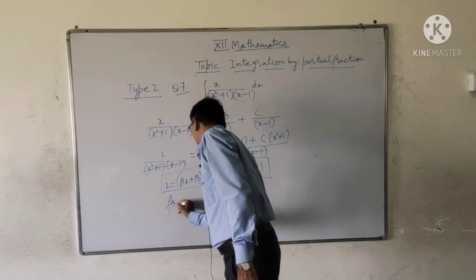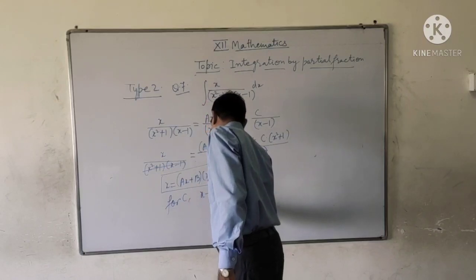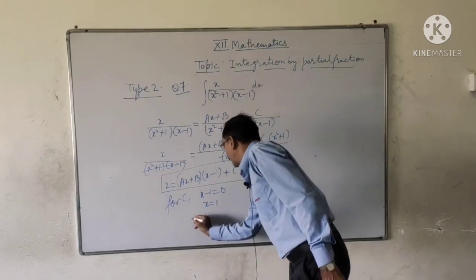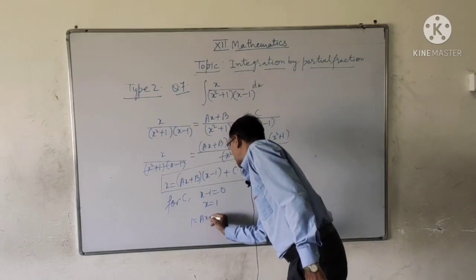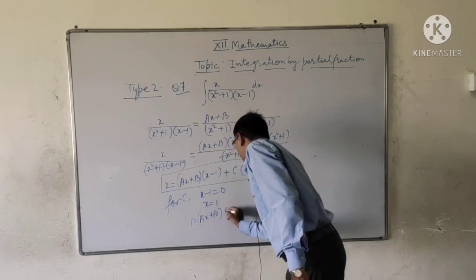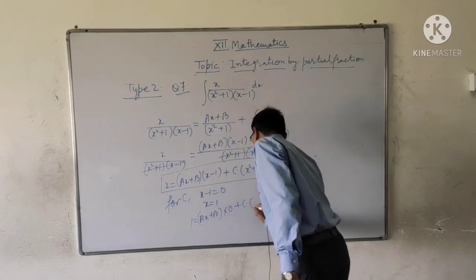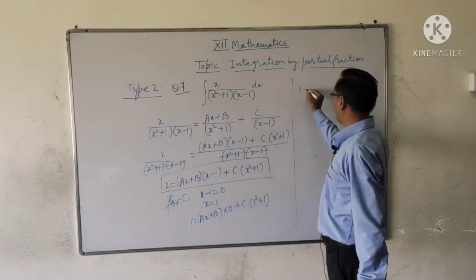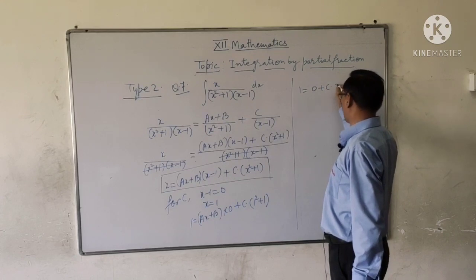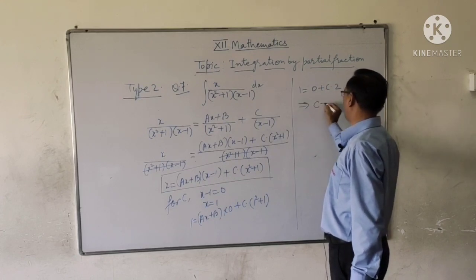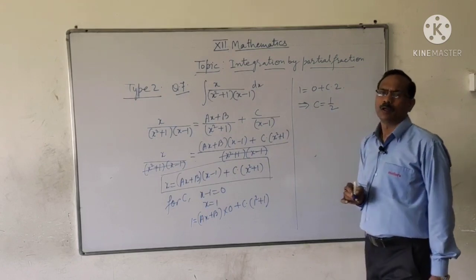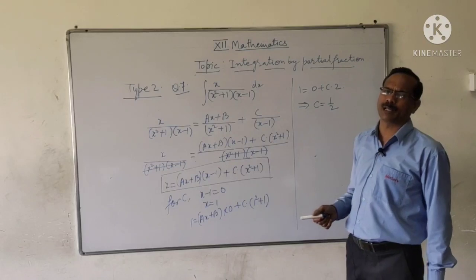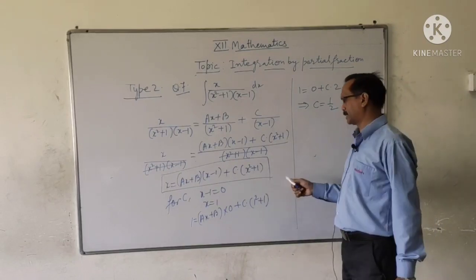For c, we will put x minus 1 equal to 0, or x equal to 1. Then it is 1 equal to ax plus b into 0 plus c into 1 square plus 1. Then 1 equal to 0 plus c into 2, or value of c equal to 1 upon 2. To find the value of a and b, we will compare the coefficient of different powers of x.